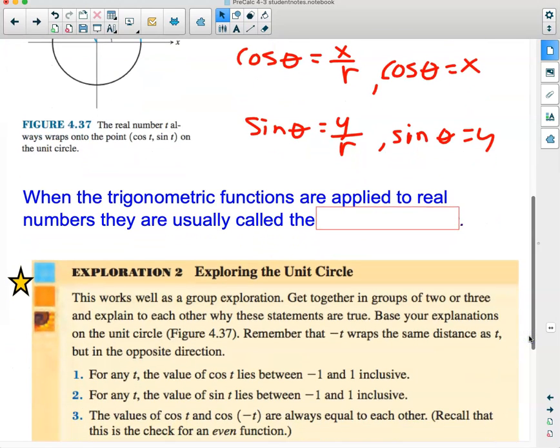When the trigonometric functions are applied to real numbers, they're usually called the circular functions. So we get another fancy little label for them there. The circular functions.